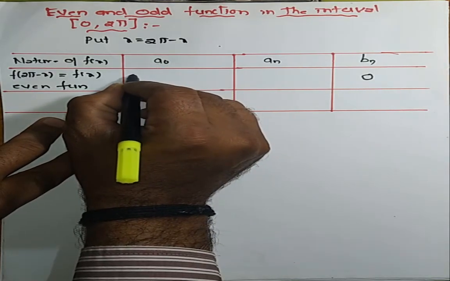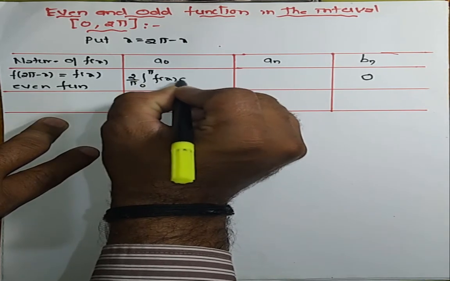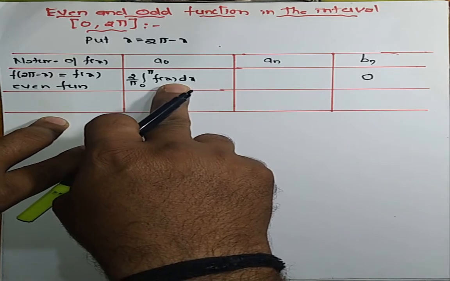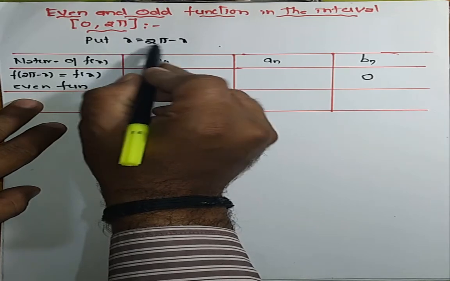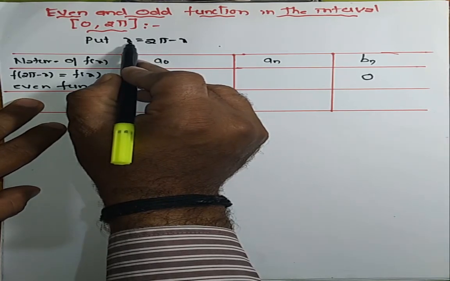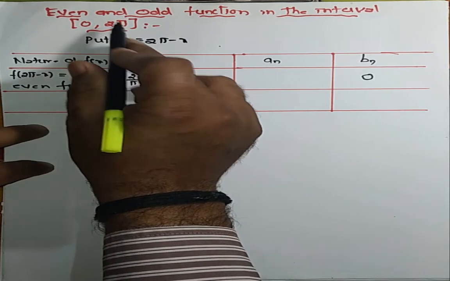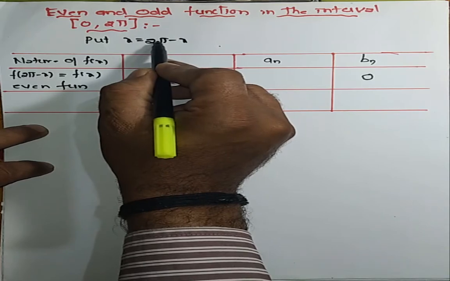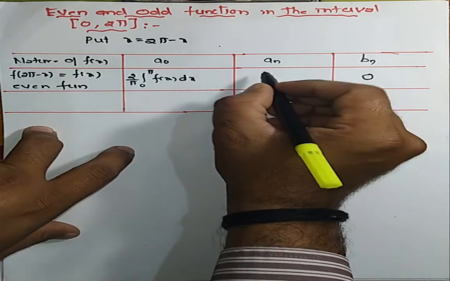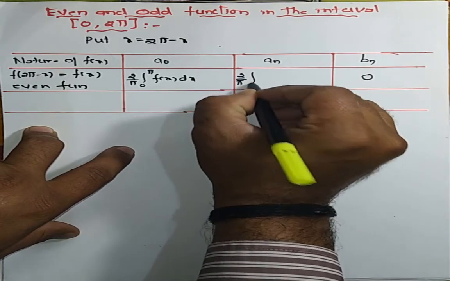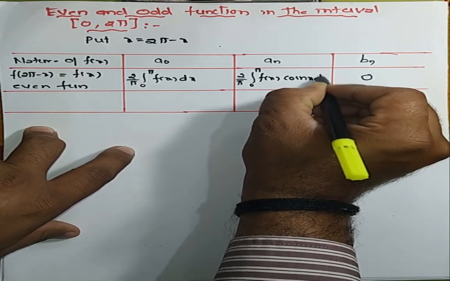So you need to find a naught and an. a naught is equal to 2 divided by pi integration 0 to pi f of x dx. The formula is the same as in minus pi to plus pi, but only the checking is different. With minus pi to plus pi, put x equal to minus x. When it is 0 to 2 pi, put x equal to 2 pi minus x. So here a naught and an are 2 divided by pi integration 0 to pi f of x into cos nx with respect to dx.